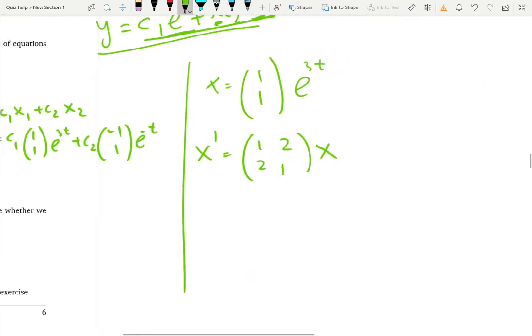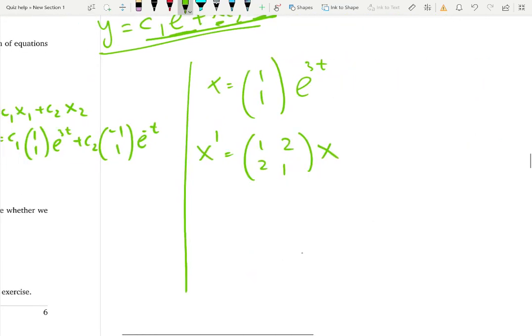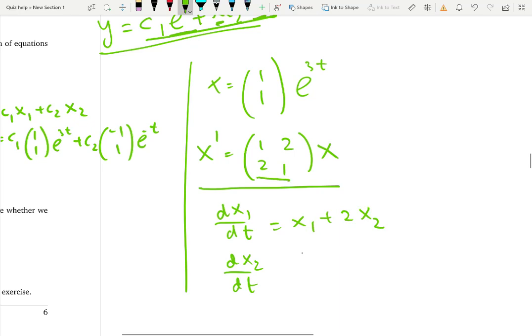All right, well, here's what we can do. Let's write this back in the form of differential equations. X prime is actually dx1/dt and dx2/dt, right? And this side is 1 times x1 plus 2 times x2, right? Here 2 times x1 plus x2, right? So that is how you can rewrite the differential equation form using the matrix. Try to do that the other way also.